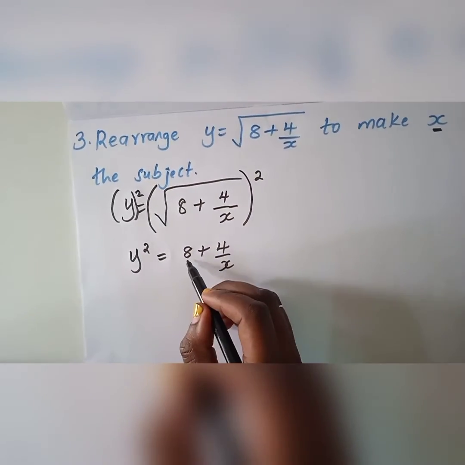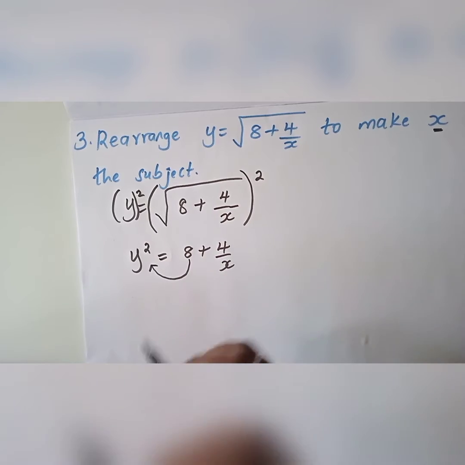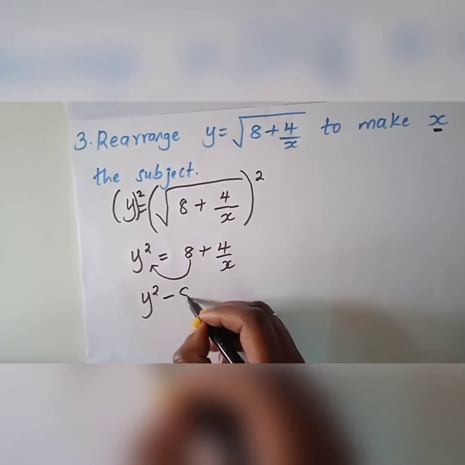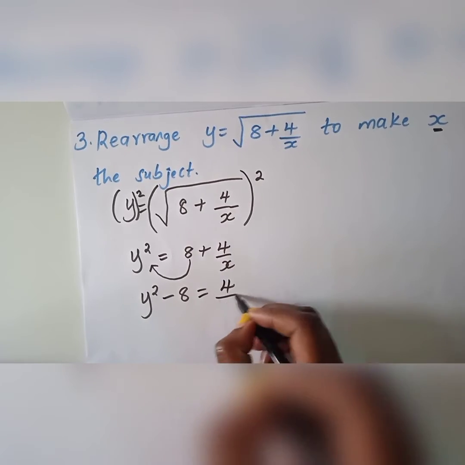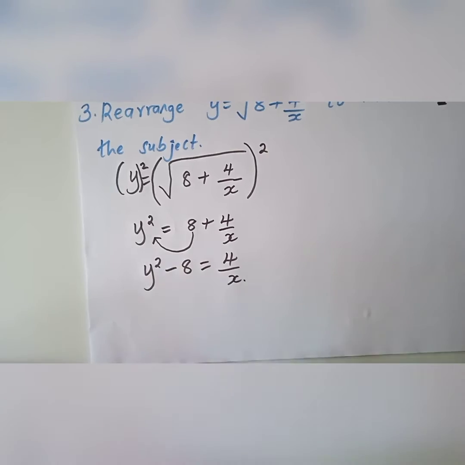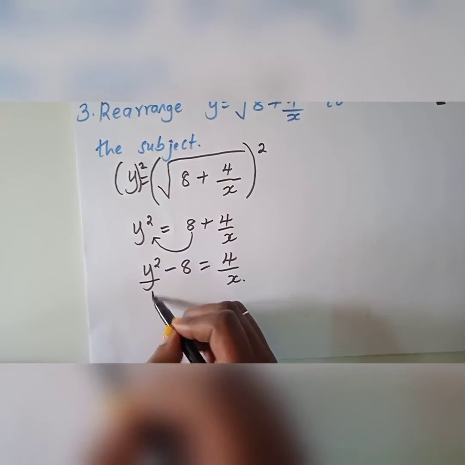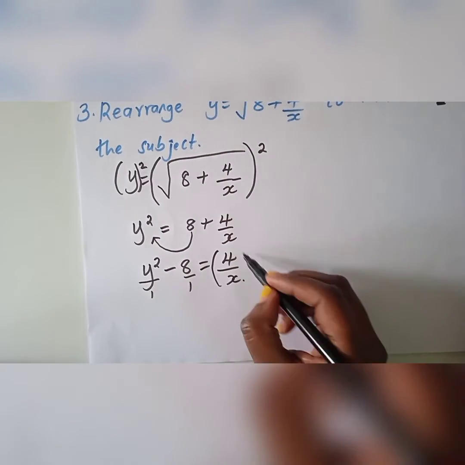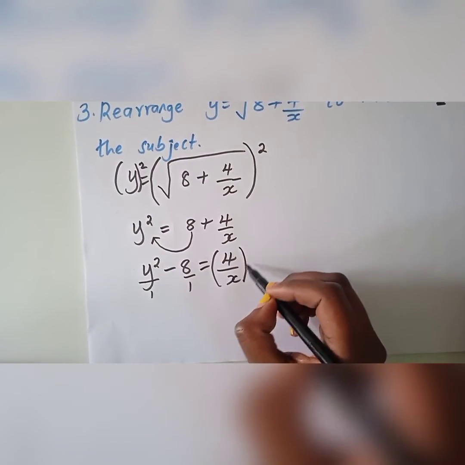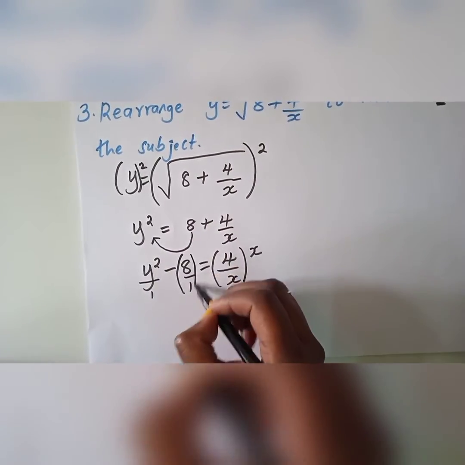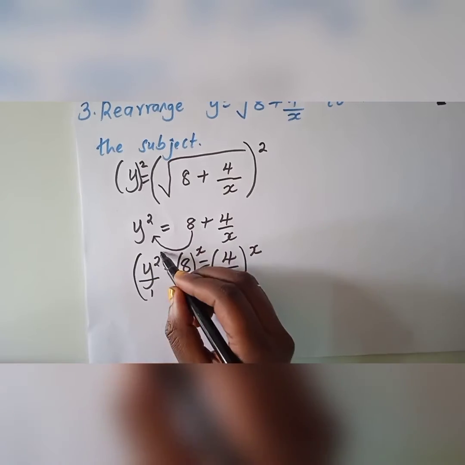Okay. Now next step, we kick 8 to the other side. It becomes y squared minus 8 equals to 4 over x. And that's not it. So once again, make this one over 1, make this one over 1. Because x is a denominator over here, let's make it a whole number. We multiply with x on all sides. So times x, times x.